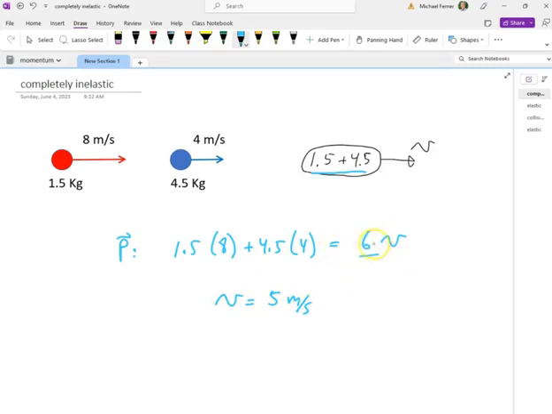Now, if we divide by 6, you'll see that what we actually have here is mass times velocity plus mass times velocity, divided by the sum of the masses, the 6. In other words, in the completely inelastic case, the conservation of momentum really is just a question of finding the velocity of the center of mass, which makes a lot of sense. The center of mass has to be moving at the same speed as each of the two objects that are stuck together or moving at the same speed. So that makes perfect sense. So that's the completely inelastic case.